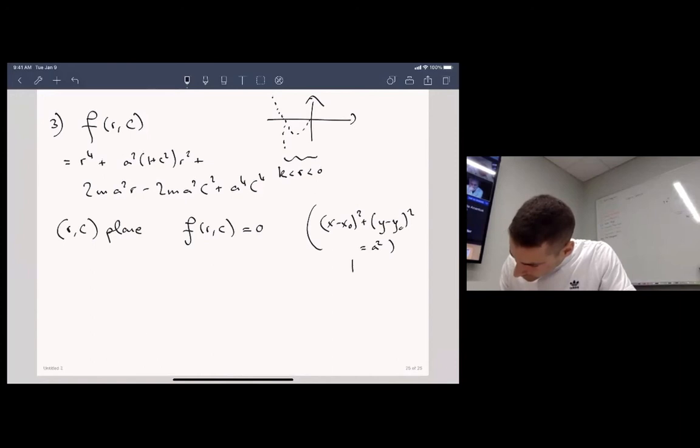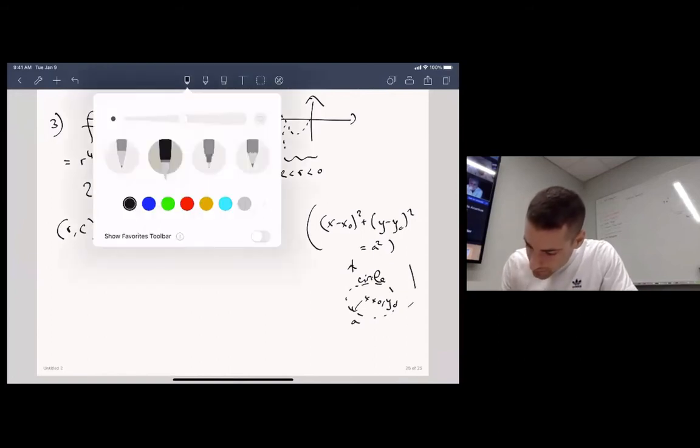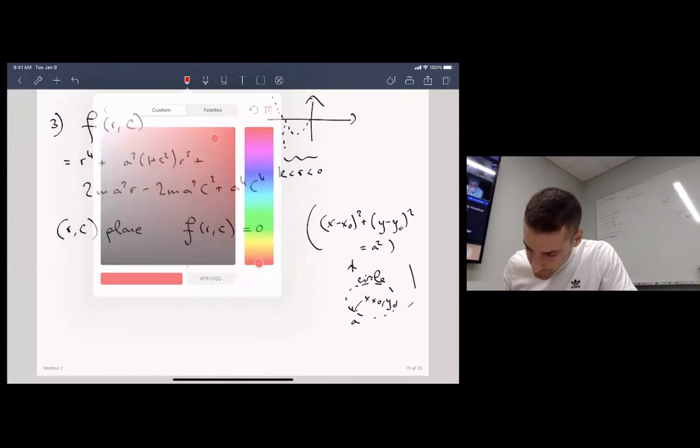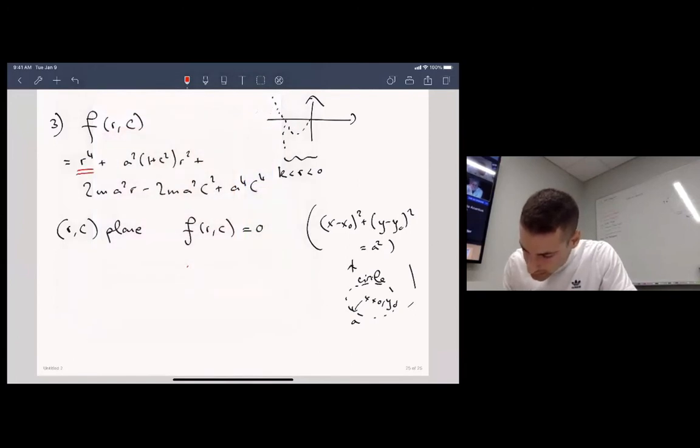Right, this is a circle that's located at x0, y0, right? And whose radius is a. But now observe that the terms we have here are quartic, and there's a quadratic term.